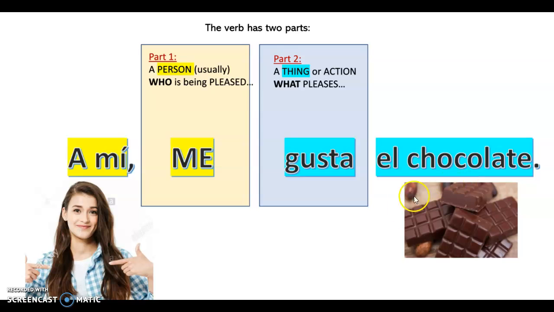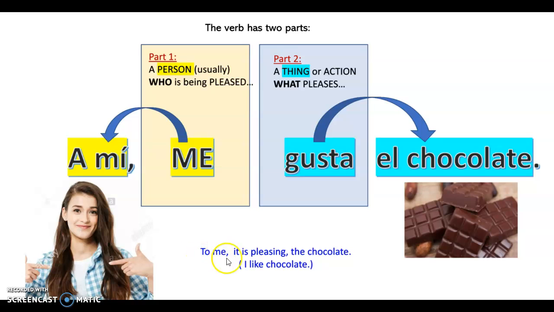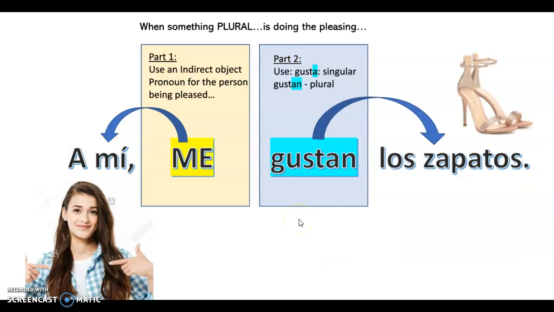In this case, the chocolate. So a mí me gusta el chocolate. Literally, you're saying in Spanish, to me, it is pleasing the chocolate. But we translate it, I like chocolate. It wouldn't make sense to say to people, oh yes, it pleases me, the chocolate. But just know that that's how you're saying it.